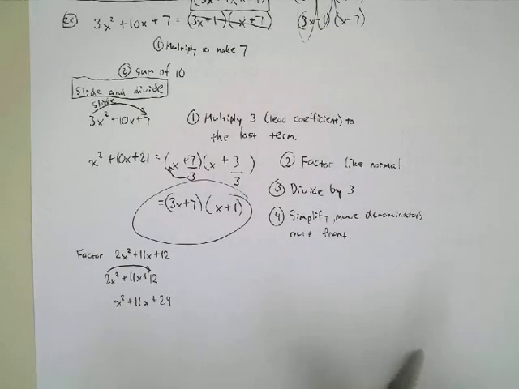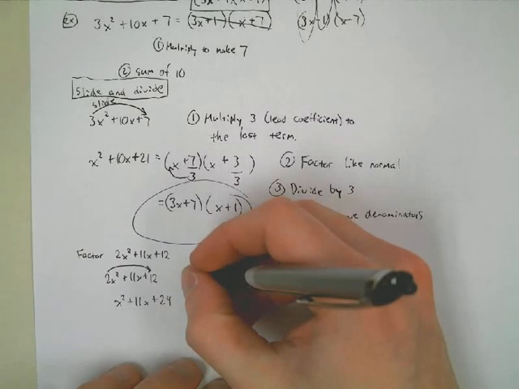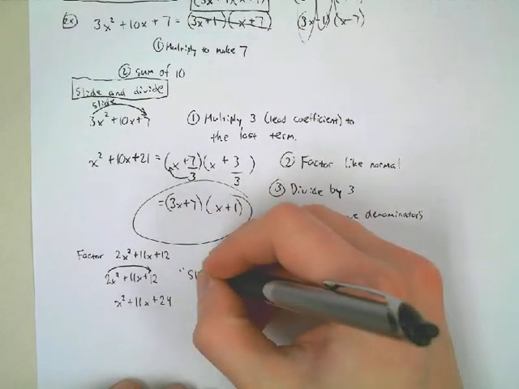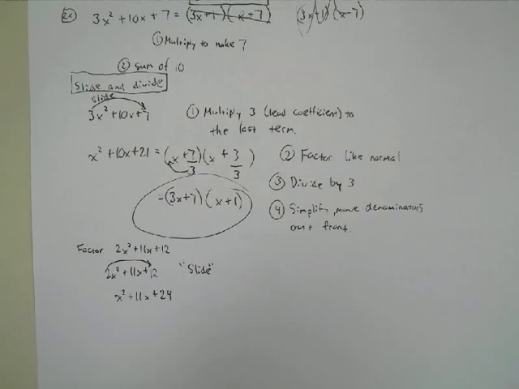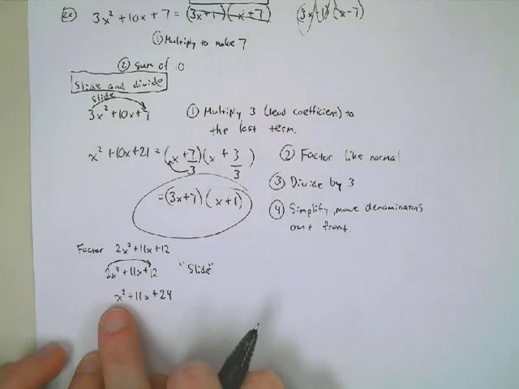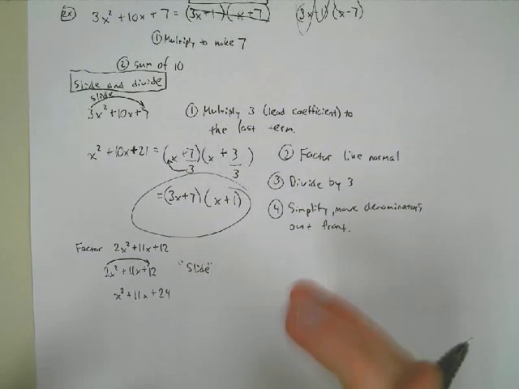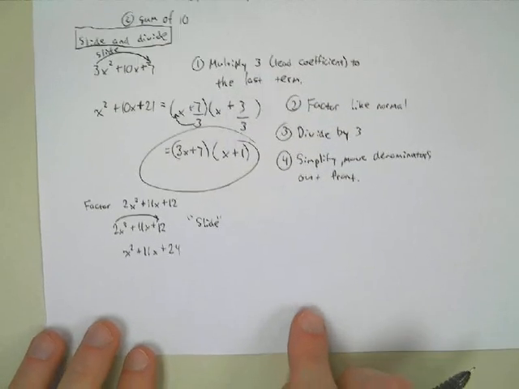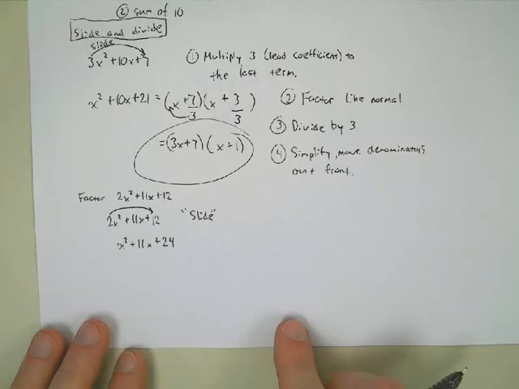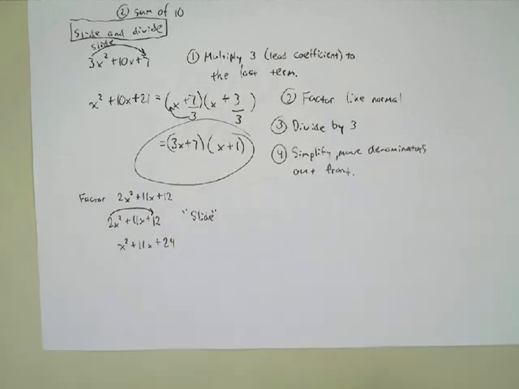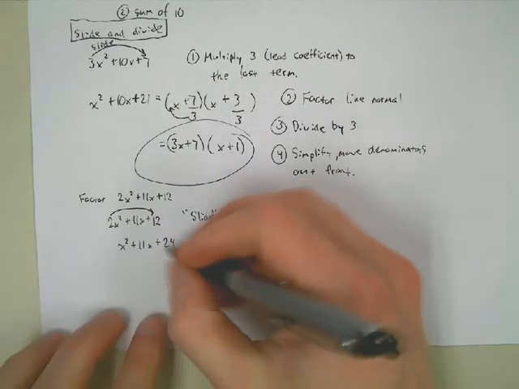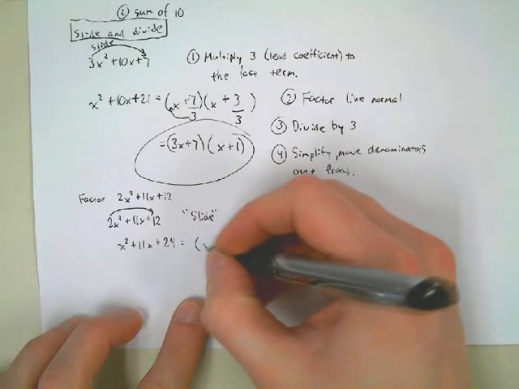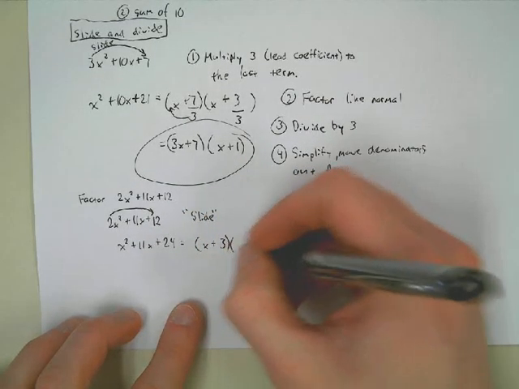So we can just do it like we normally do. We need to think of two numbers that multiply to make 24 and add to make 11. 8 and 3, exactly right. So this becomes x plus 3, x plus 8. And that was the slide part, and now once we factor it, we do the divide part.